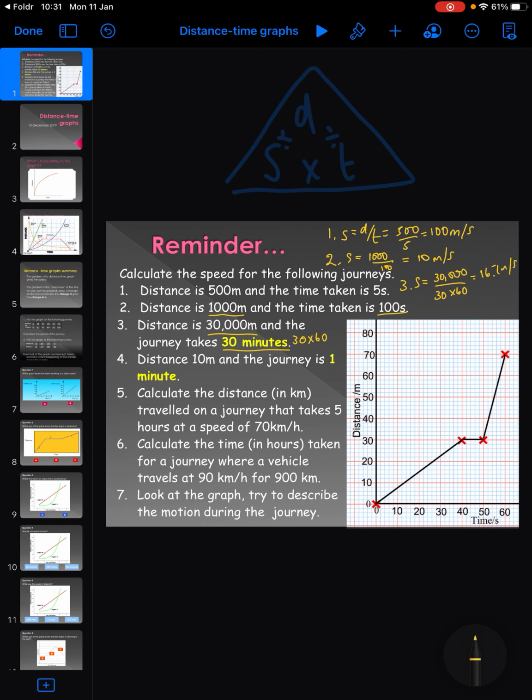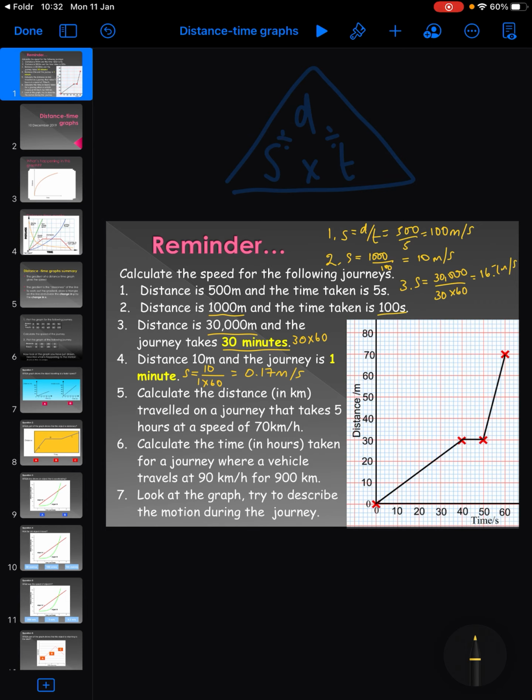meters per second. Number 4, distance is 10 meters. The journey is 1 minute. So same idea, speed is distance divided by time. 10 divided by, and the time here is again in minutes, so we need to turn it into seconds. So you've got 1 times 60. So 10 divided by 60 is 0.16 recurring, and again rounding up to 0.17 there, meters per second.